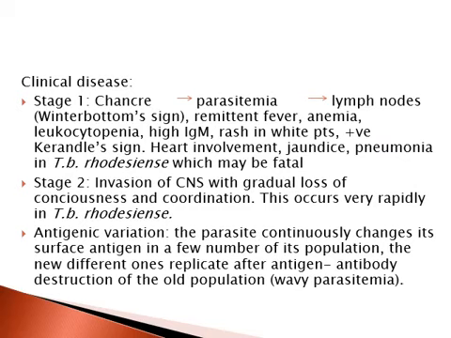Concerning the clinical disease, it has two stages: a stage of the parasite outside the brain, and the other stage is invasion of the CNS. In the first stage, there is a beginning chancre, which is replication of the trypomastigotes under the skin, causing ulceration of the skin, which we call trypanosomal chancre. Then a stage of parasitemia, when the parasites invade the circulation and replicate in the circulation as trypomastigotes.